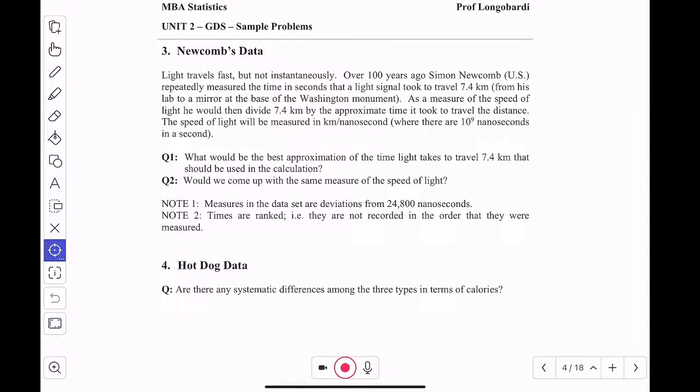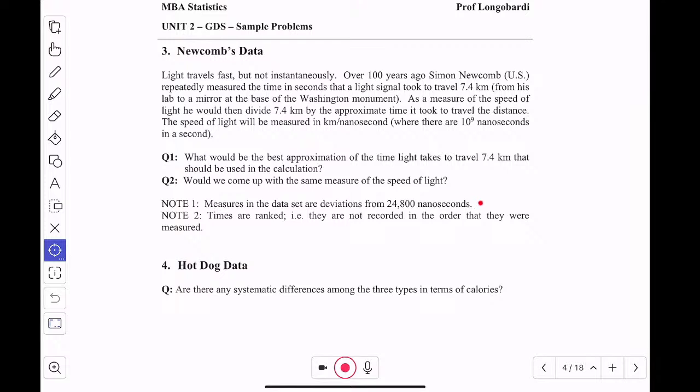The speed of light will be measured in kilometers per nanosecond, where there are 10 to the power of 9 nanoseconds in a second. And the questions we want to answer are, what would be the best approximation of the time light takes to travel 7.4 kilometers that should be used in the calculation? And would we come up with the same measure of the speed of light?